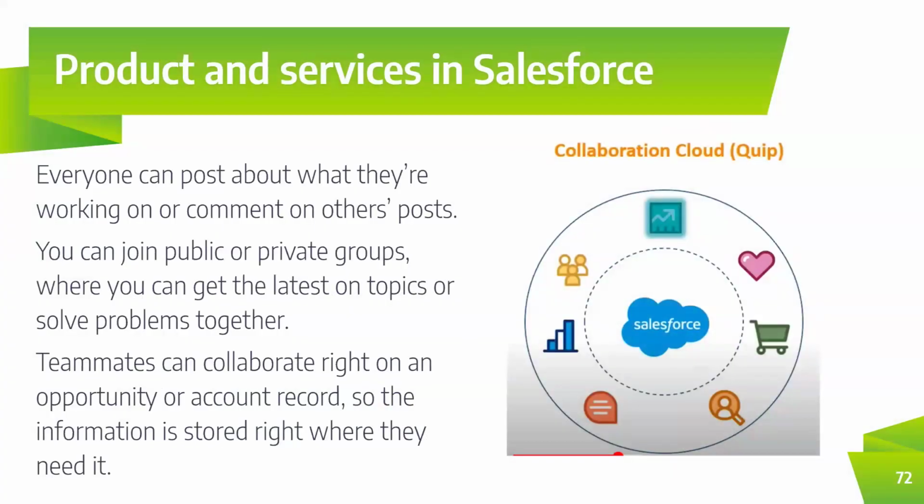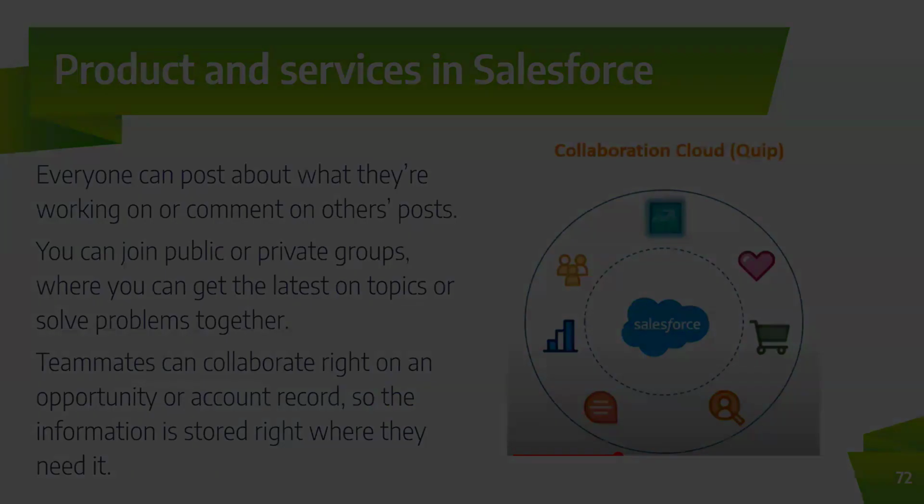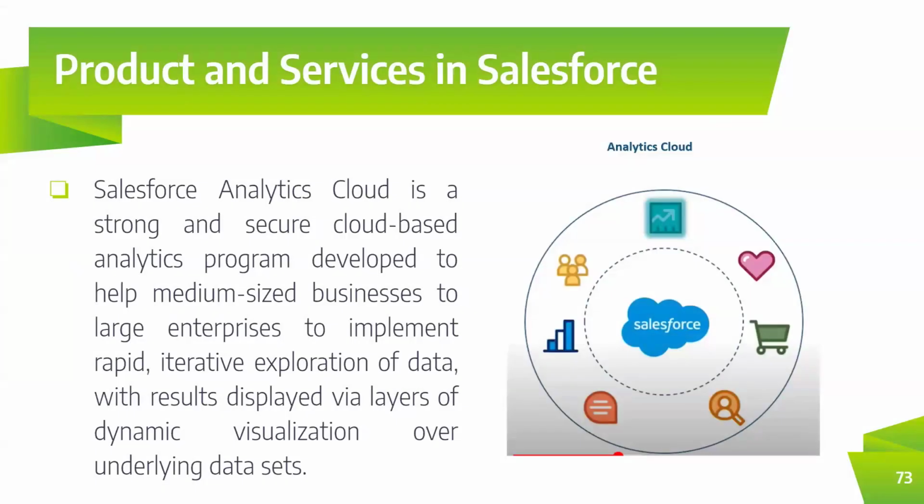Collaboration Cloud is called Quip. You can collaborate with various people and communities. You can maintain your community, generate a post, conduct votes, and exchange your information and thoughts. For which we require a Quip application, so we go for a collaboration cloud. Then Analytical Cloud, to analyze all your applications and your data. Such applications will be maintained here in Analytical Cloud.